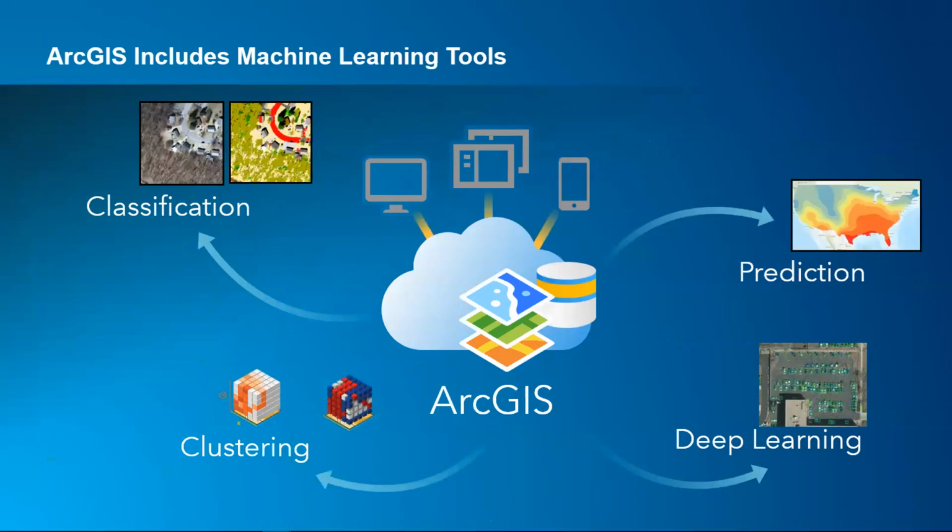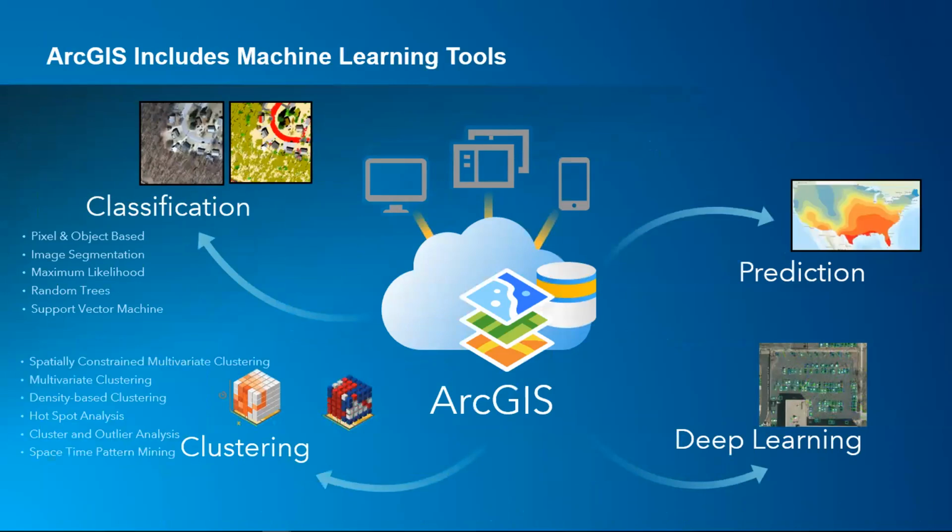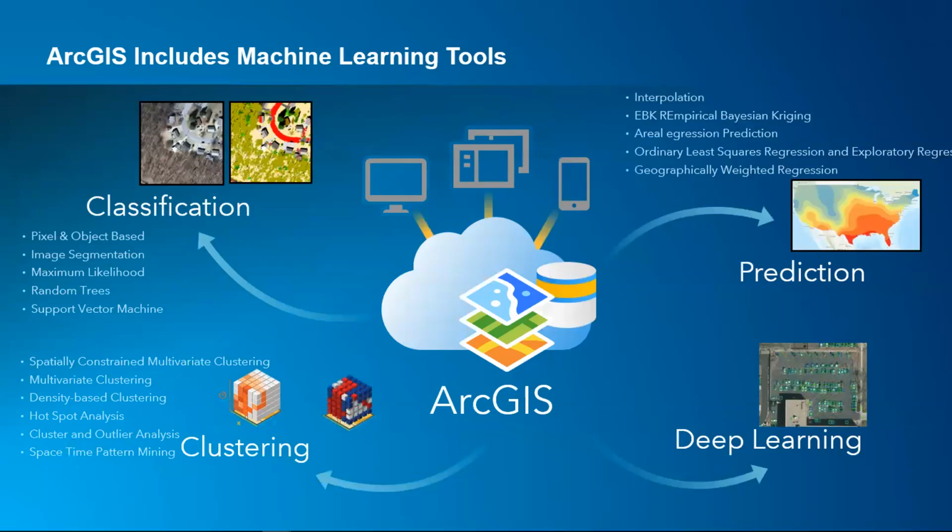So these include lots of different tools for doing different types of classification, pixel and object-based classification, but also various types of clustering, hotspot analysis tools, different types of prediction, various types of interpolators, advanced interpolators are there, and then also the deep learning to basically create and classify different types of pixels.